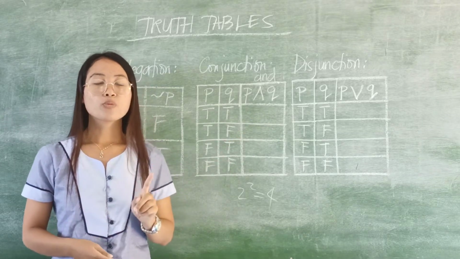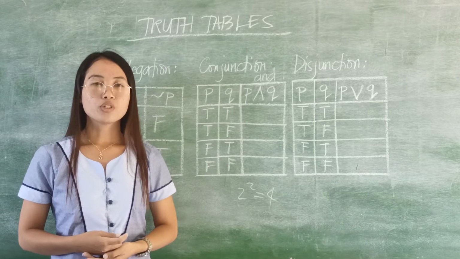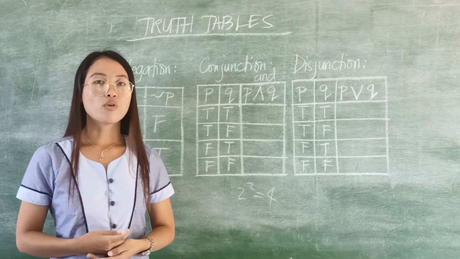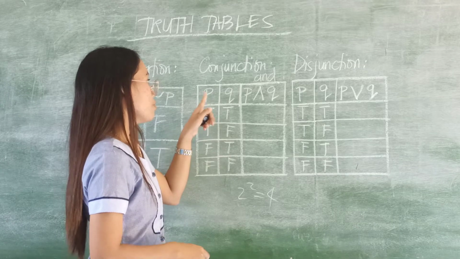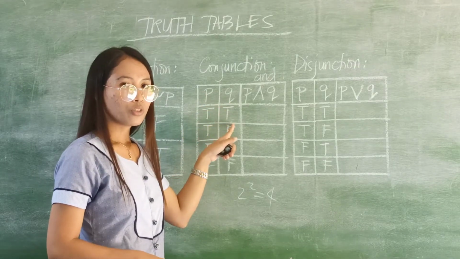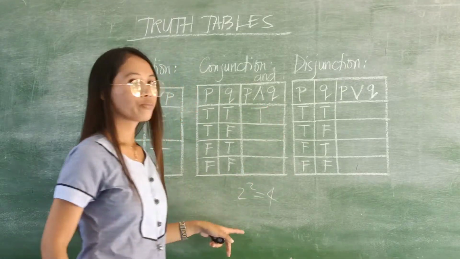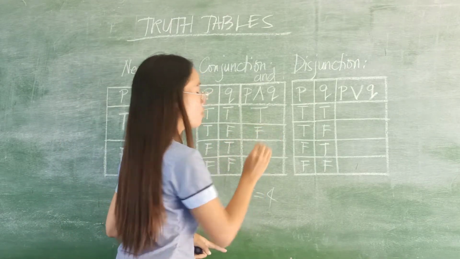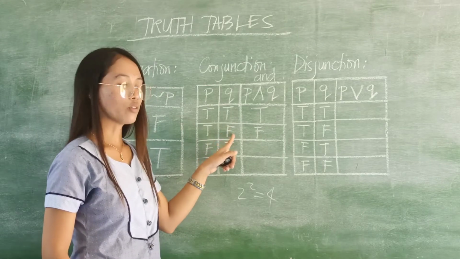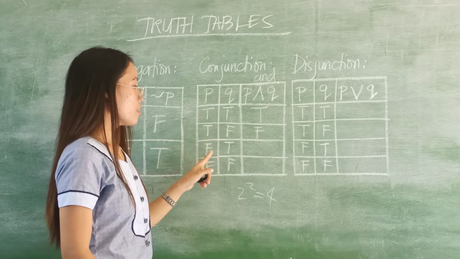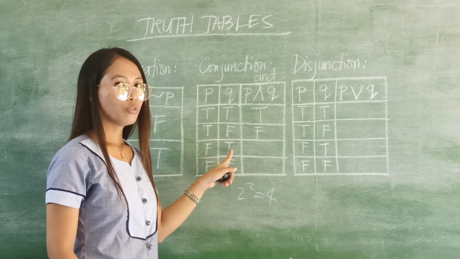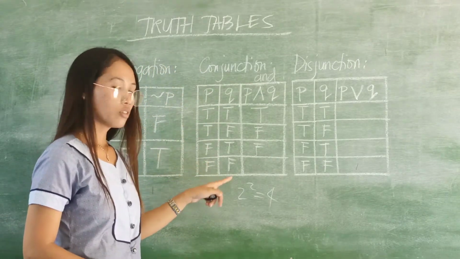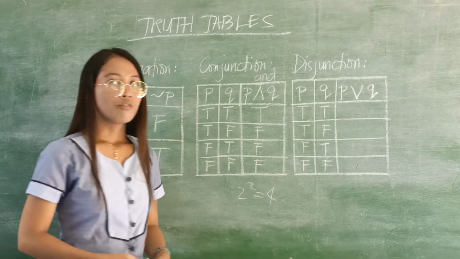Now, how are we going to get the value for P and Q? Remember the rule: if both propositions are true, then the entire statement will be true. Thus, if either of the propositions is false, then the entire statement will also be false. Now let's get the value. Statements P and Q are both true, so P and Q will be true. For statement P true and Q false, it is false, since one of the statements is false. Now statement P is false and statement Q is true, then that is also false. Then for both statements that are false, P and Q will also be false.